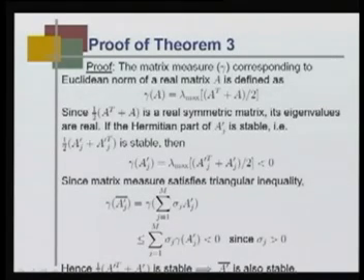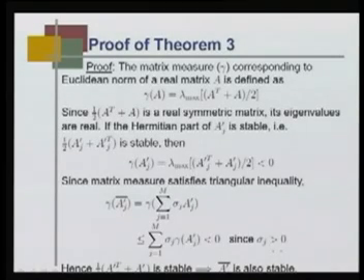So, we can say that this is less than this, and since I know that the matrix measure of this is the maximum eigenvalue of this quantity, which is always less than 0. And sigma j is always greater than 0. This is a negative quantity, this is a negative quantity, this is a positive quantity, so the summation will always be negative. Hence, the proof: if this is stable, A j bar is also stable.